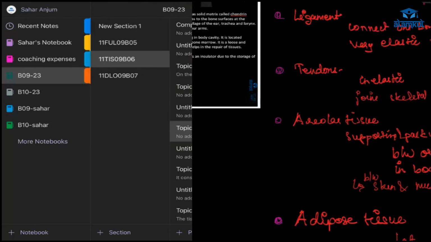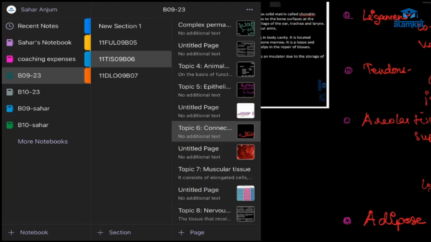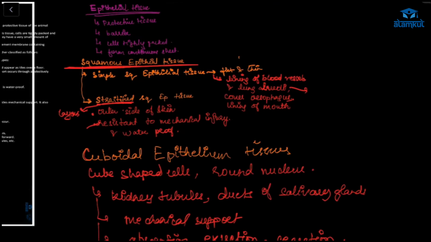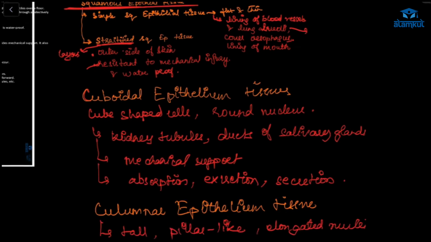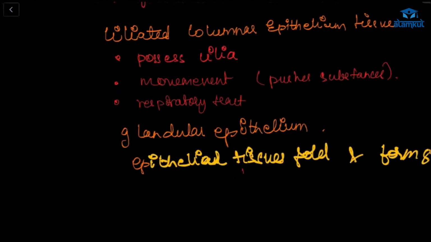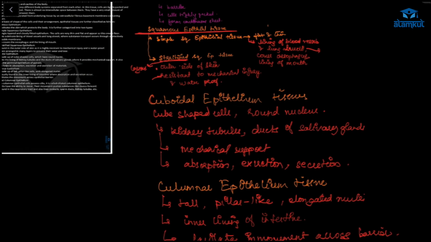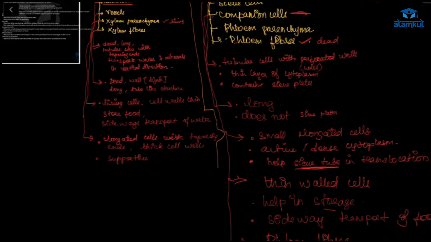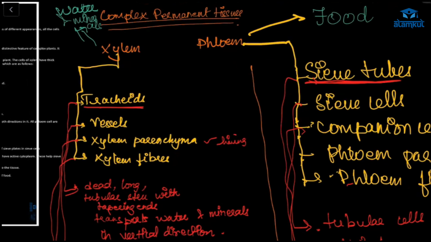Then, one more thing. Tell me about the epithelial tissues. What are the types? Ma'am, they are protective, squamous, cuboidal, columnar, and glandular. Ciliated. Yes, ma'am, ciliated. And in the complex permanent tissue, tell me, what is xylem made up of? Ma'am, they are made up of dead cells.